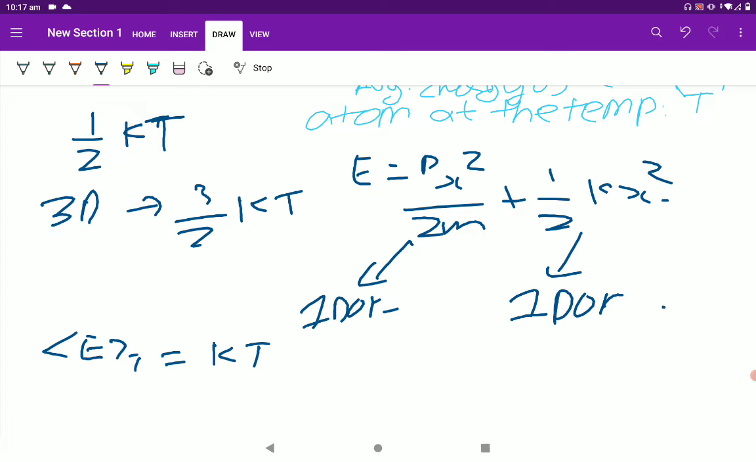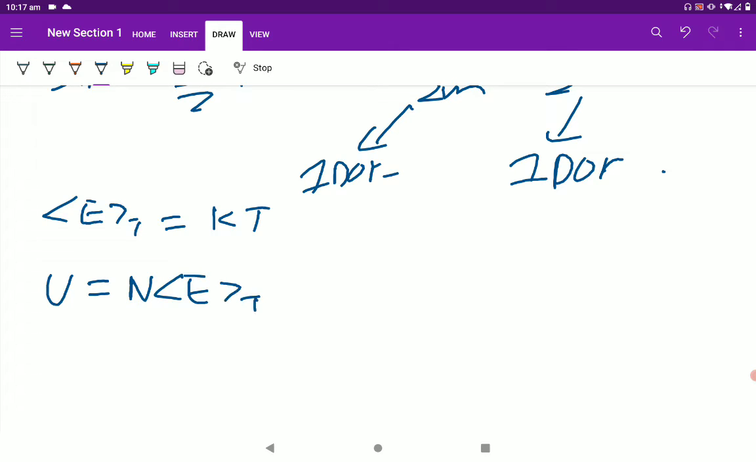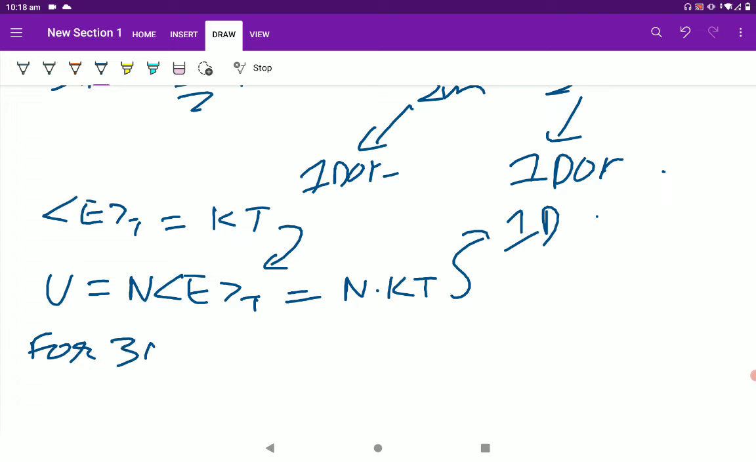After substituting the value of average energy in the equation, we get U, which is given by the number of atoms multiplied by the average energy of each particle. After substituting the value of kT in this equation, we get n kT. This is for the 1-dimensional case. For 3 dimensions, we have 3 degrees of freedom, so the above expression is given by this expression.